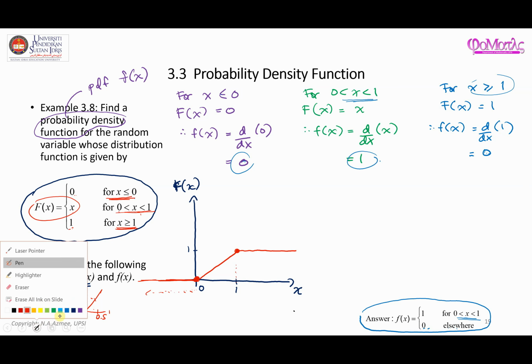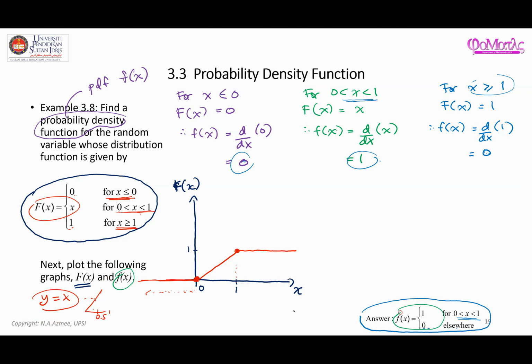Now let's move on to the next part, which is plotting this function, the PDF. This is quite easy to plot. This is x and this is small f. We have x between 0 and 1, so we've got 0, we've got 1, and the value of f(x) is 1, and 0 elsewhere. So what it's saying is that for x between 0 and 1, you're going to have a constant value of f(x), which is just 1.